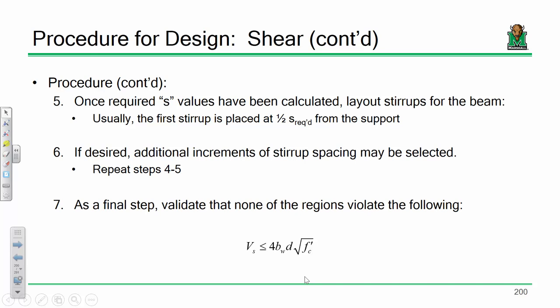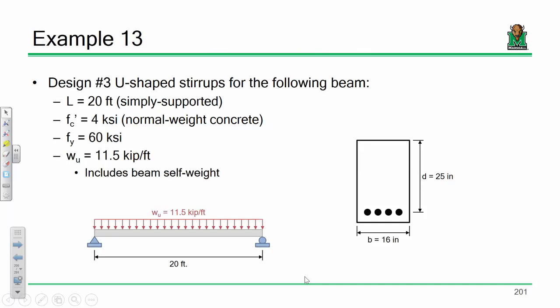We can add additional increments of stirrups throughout the span. That's something we'll look at near the end of the example. When it's all said and done, you need to evaluate this limit. You need to do this, but usually that shouldn't be too big of a deal.